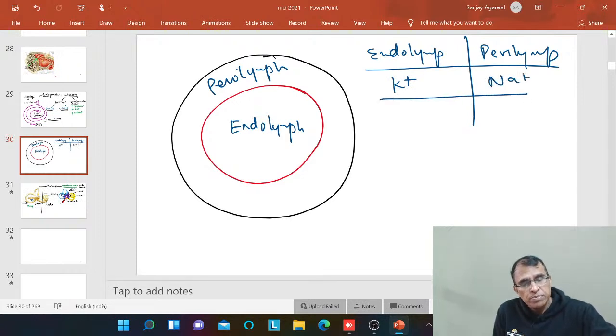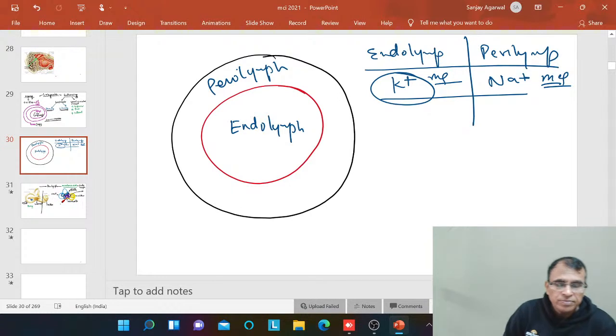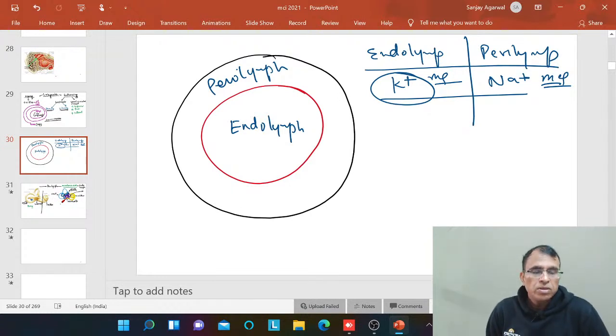And both these ions are very important MCQs. They ask you in the exam, especially potassium. Potassium is a very, very important MCQ. Sometimes sodium also they'll ask you, but potassium is more commonly asked. Okay.